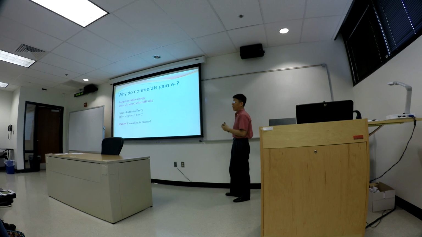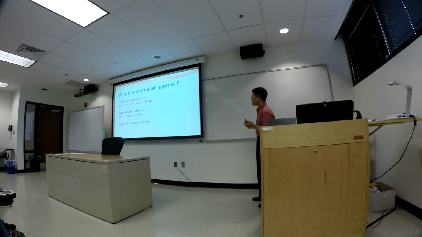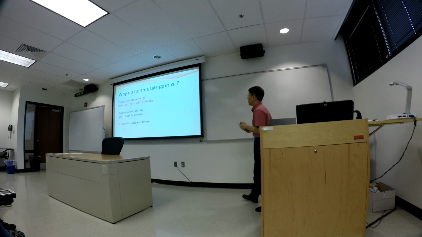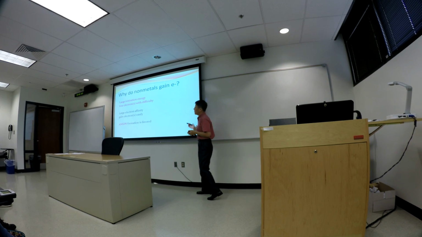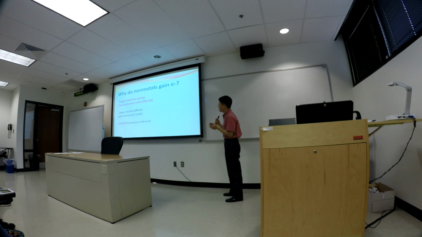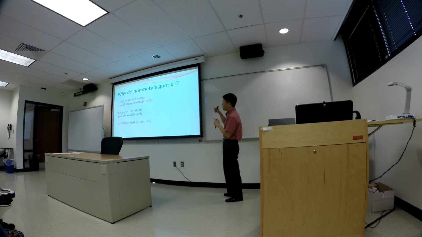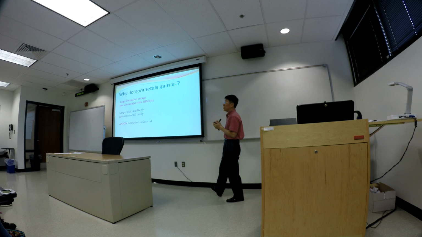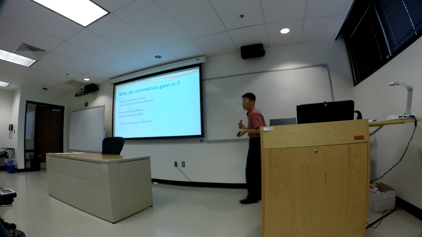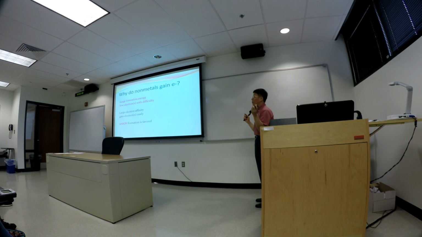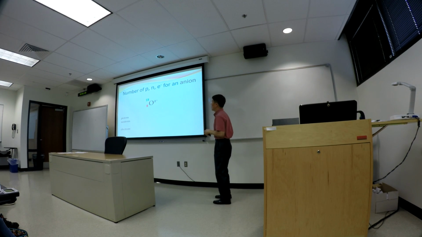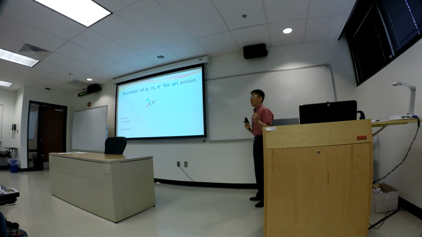But we will take a look at what we call the periodic trend, the periodic properties of the elements, in chapter 8. When we look at those terms in chapters 7 and 8, we will understand why metals tend to lose electrons and why non-metals tend to gain electrons. For now, we just need you to remember this: metals will give out electrons, non-metals will gain electrons in a chemical reaction. After losing or gaining electrons, what you get is what we call the ion.